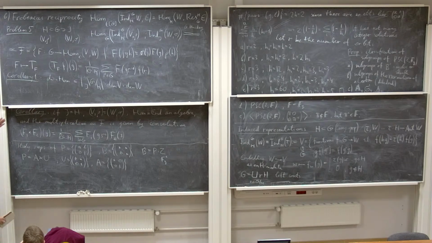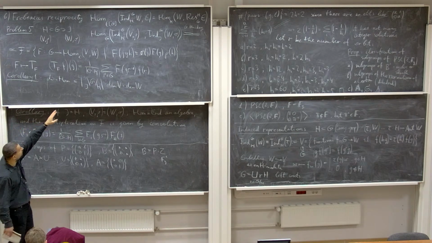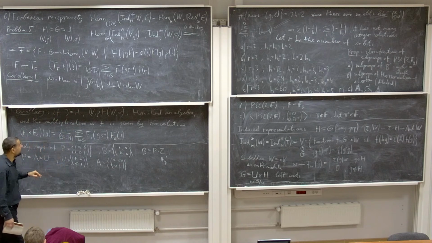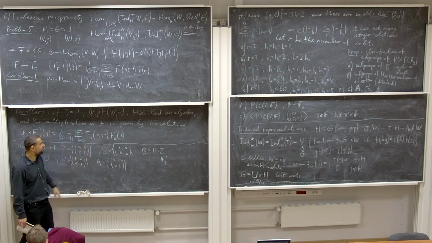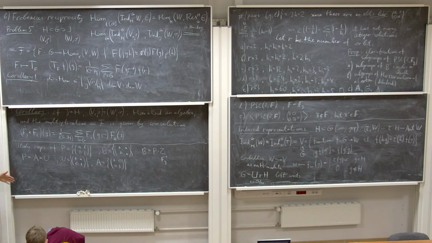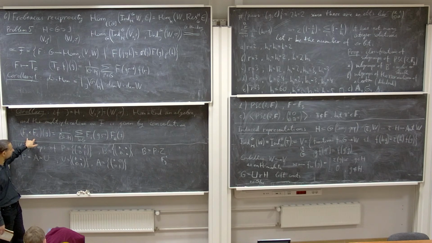Well, we identified this space of intertwining operators, the homomorphisms, with a certain space of functions, right? And now, in terms of this identification, the composition of endomorphisms gives you an algebra structure on F, on a space of functions. There is a certain multiplication on F, corresponding to composition of endomorphisms. And then I claim that this operation of composition is given by this convolution.